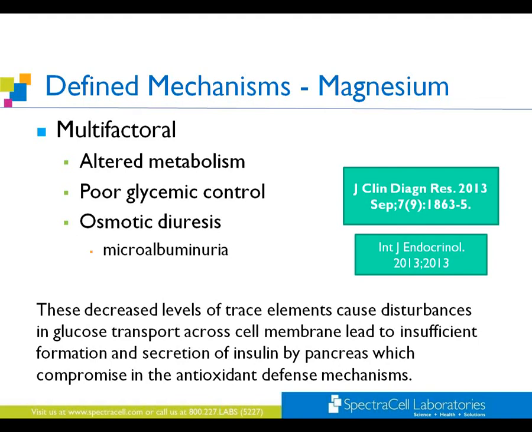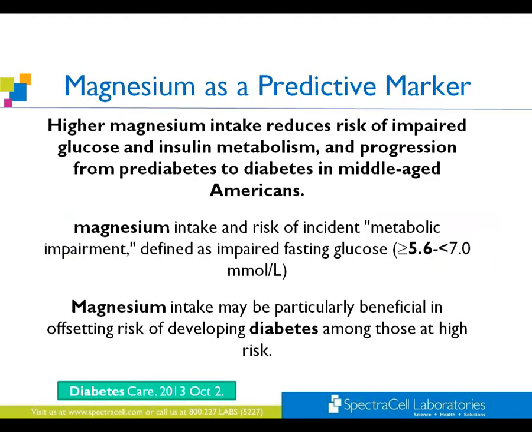It's saying for us that these decreased levels of trace elements can cause disturbances in glucose transport. So now think back to that diagram I gave you a couple slides ago where you're getting glucose in through that GLUT receptor. Magnesium has some effect on changing the dynamics of movement of glucose through that GLUT receptor, which in turn is what we're also referring to a little higher up in the slide here about poor glycemic control and these aspects of osmotic diuresis here. And then it goes on to say that you get insufficient formation and secretion of insulin by the pancreas, so magnesium has a direct role in that as well. So just kind of looking at 2 different factors here.